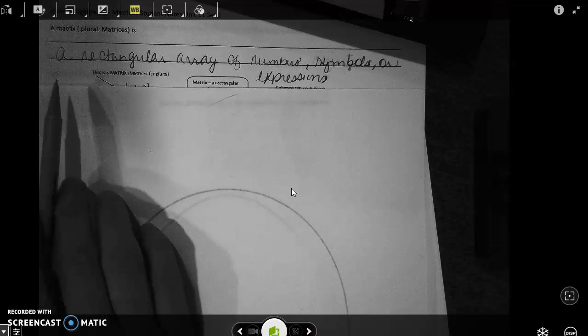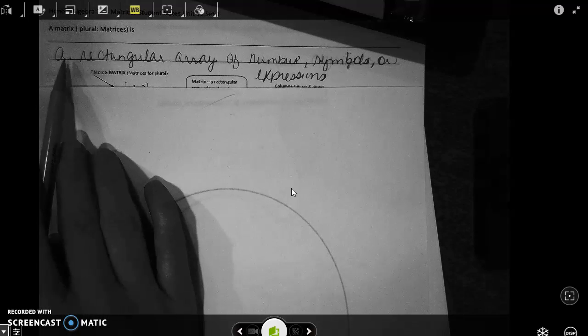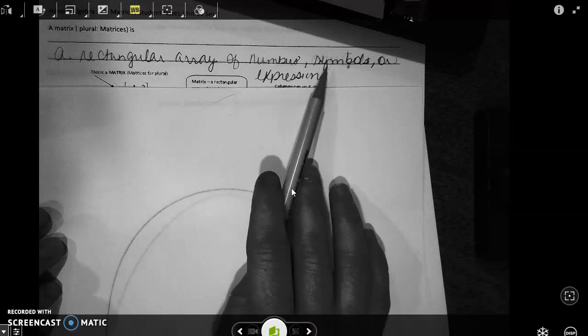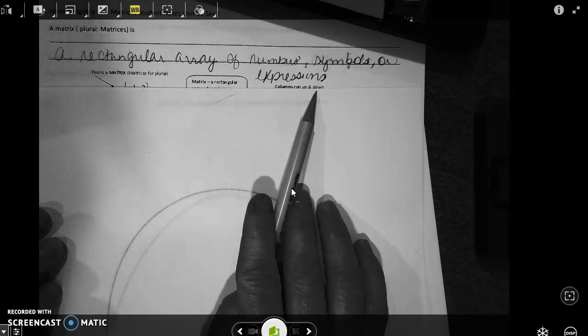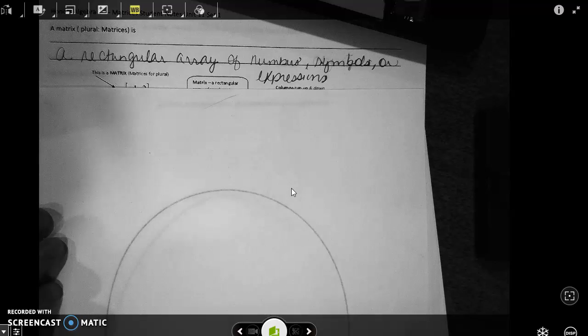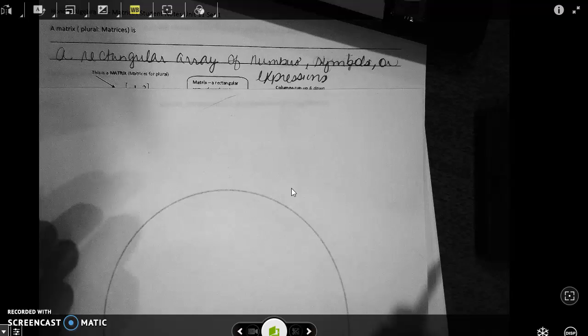So we'll start with just the definition of a matrix. A matrix is a rectangular array of numbers or symbols or expressions. And the plural of matrix is matrices, so you'll see us say that as well. Remember, you can always stop the video if for some reason this is going too fast.